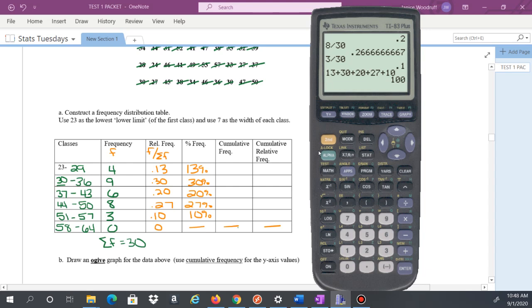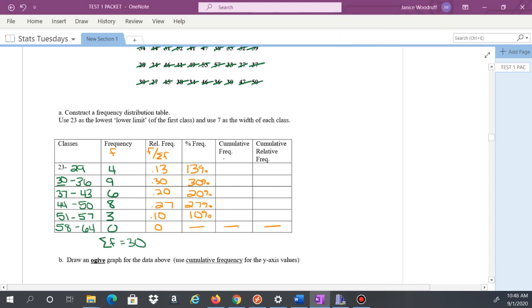Okay, then you have your cumulative frequency and your cumulative relative frequencies. Remember, you're adding as you go. So cumulative, you're adding this column as you go. So you would start with 4. Then you would add 9, so that would be 13. Then you would add 6, which would give you 19. Then you would add 8, which would give you 27. And then add 3, which would give you 30. So just as you go.